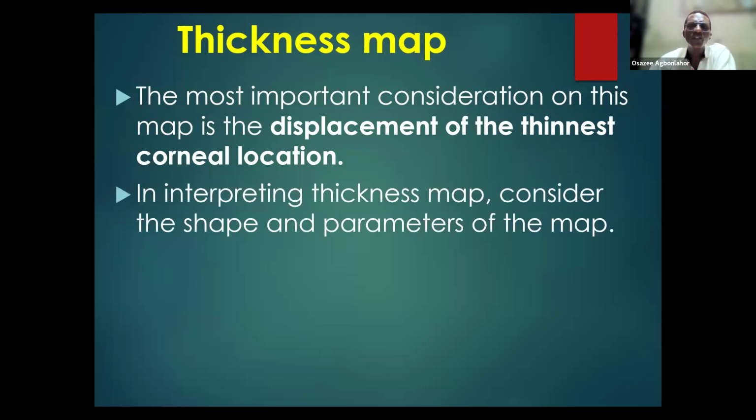So we said the most important consideration on this map is the displacement of the thinnest corneal location. This is very important. In fact, knowing the thinnest area of the cornea, like I told you, which usually suggests the steepest area, is very, very important in diagnosing some of these cases. Remember, in keratoconus, for example, you need to know where the nipple is. The nipple is the area where it's steepest. Okay, that area is very important, so take note of that.